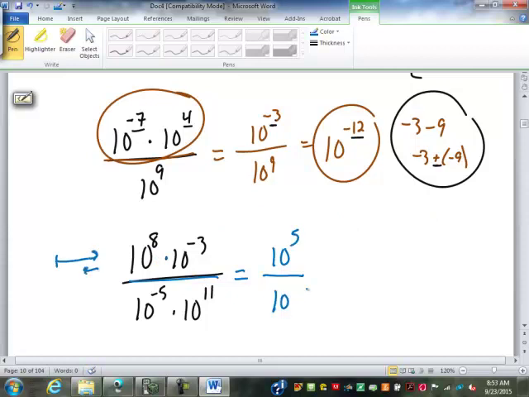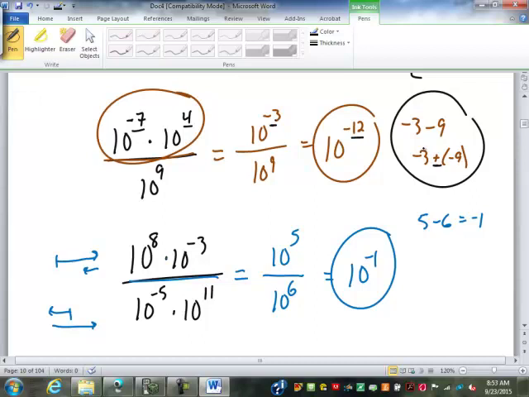On bottom, I get, I'm multiplying, so I'm still adding powers: negative 5, positive 11, so that's going to be a positive 6. Now I divide 10 to the 5th divided by 10 to the 6th. What's 5 minus 6? Negative 1. 10 to the negative 1. I'm seeing some unhappy looks out there.